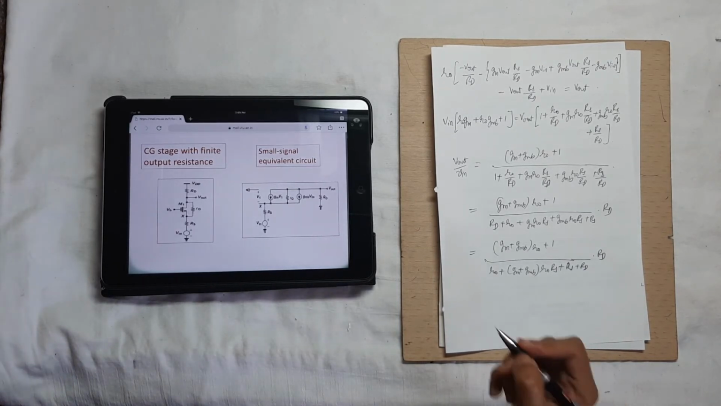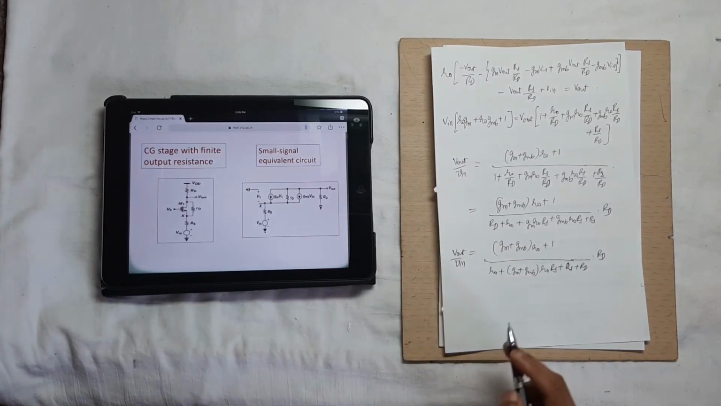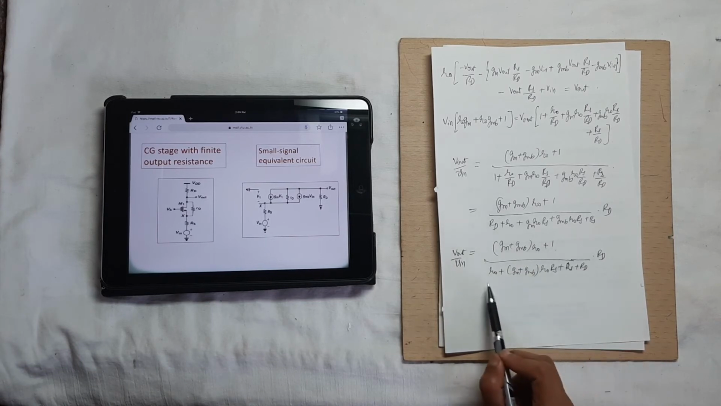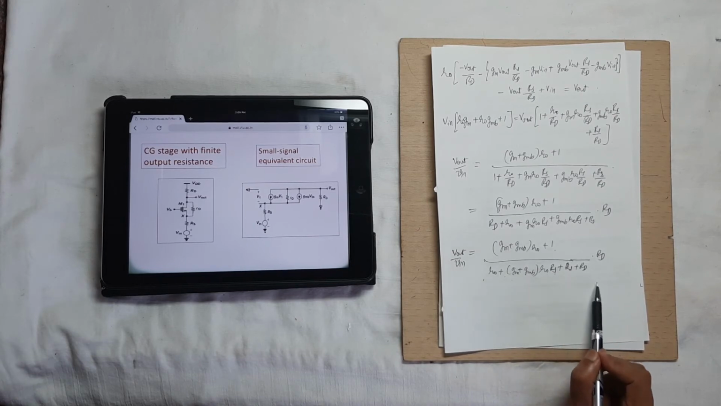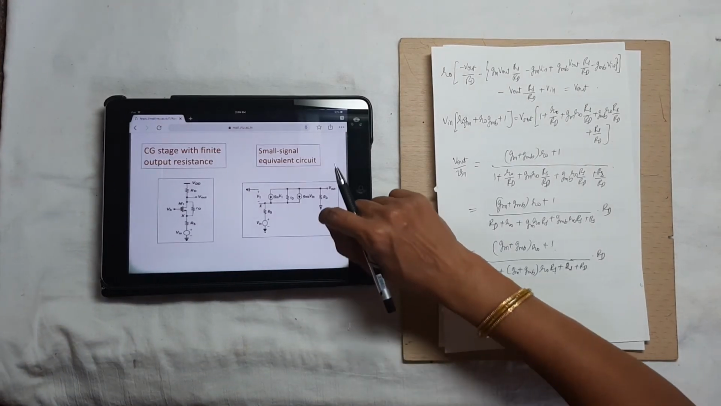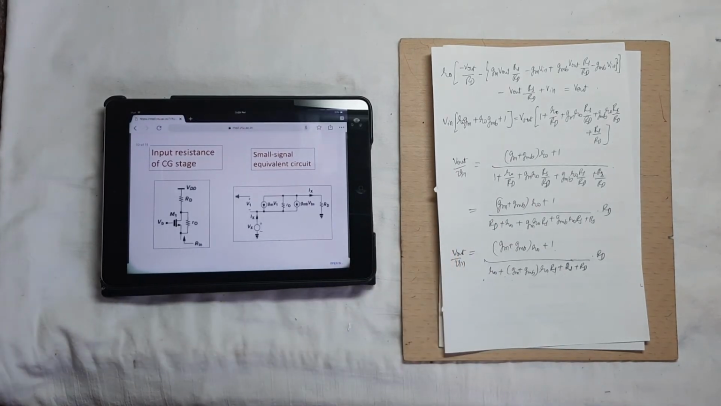So this is the voltage gain expression, Vout divided by Vin. We are getting it as (gm + gmb)RO + 1 divided by RO + (gm + gmb)RO RS + RS + RD. Next, we will see what the input resistance of the common gate stage is, and its small signal equivalent circuit.